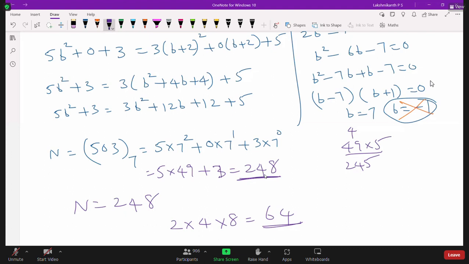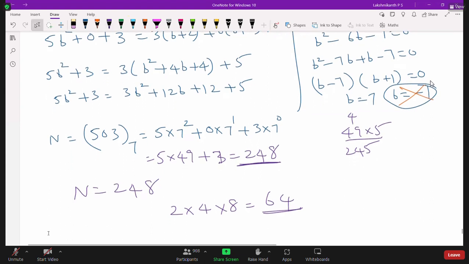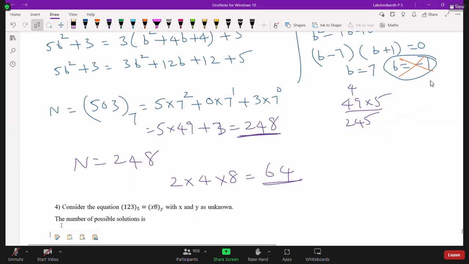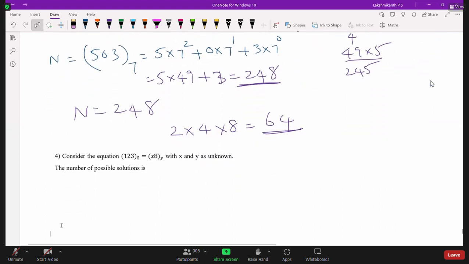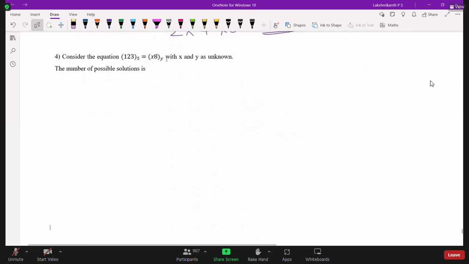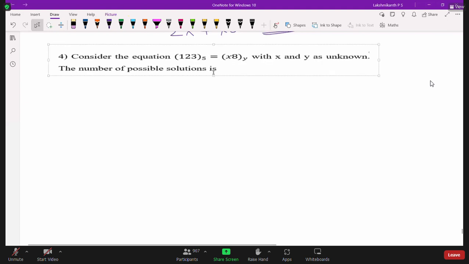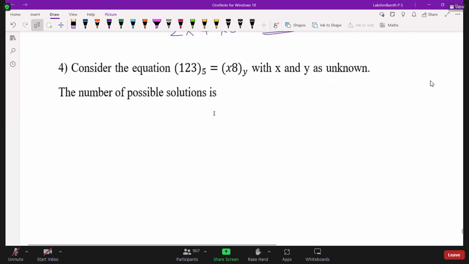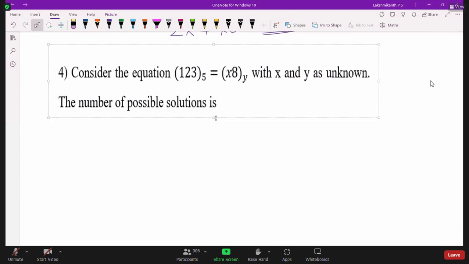See, another simple question. Look at here. Consider the equation 1 2 3 base 5 and x8 base y. So we have to find the number of possible solutions for this equation. Now what we do here is we can easily convert this one.